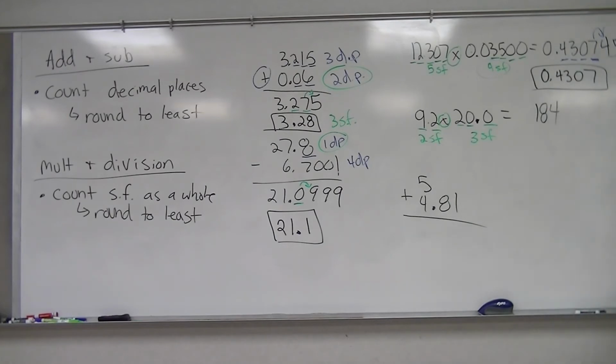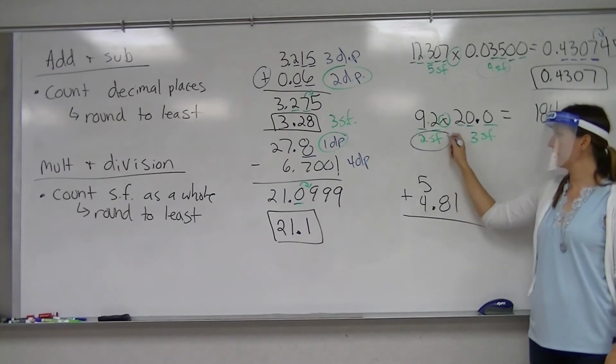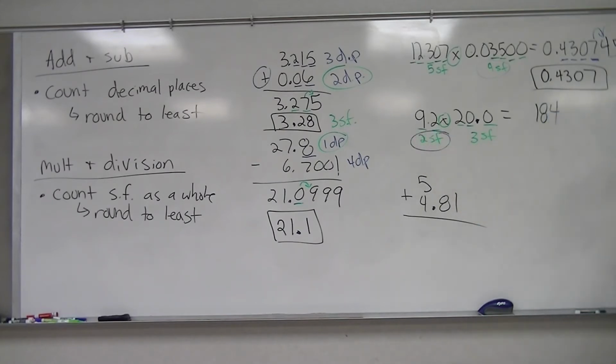So to figure out how many sig figs our answer should have, we pick the smaller or the least. So 2 is less than 3. So we want 2 significant figures in our answer. So this is kind of a tricky one. A lot of times people see, okay, I want 2 sig figs, so they're going to go 1, 2. All right, that's 18.